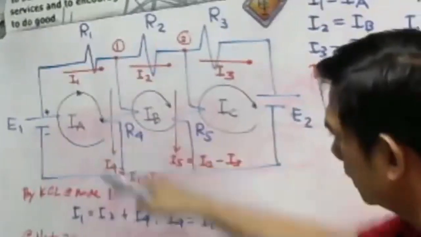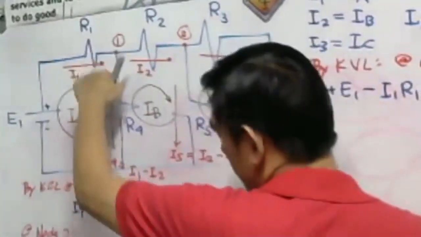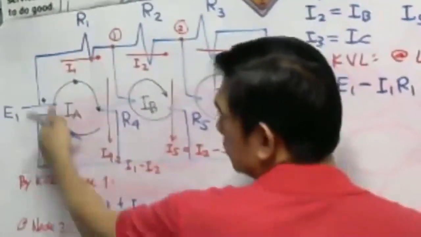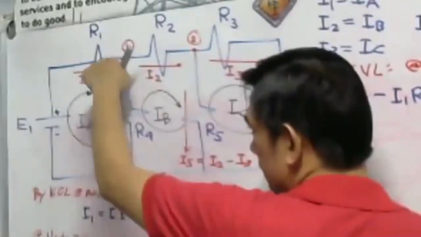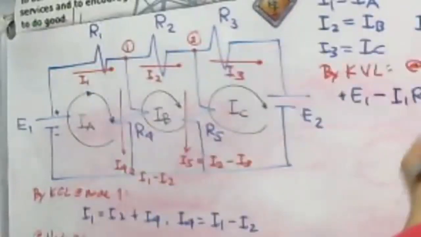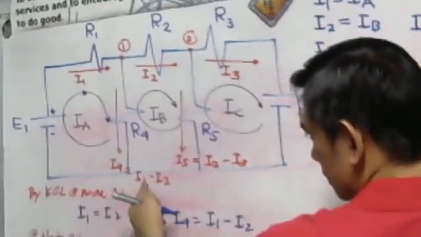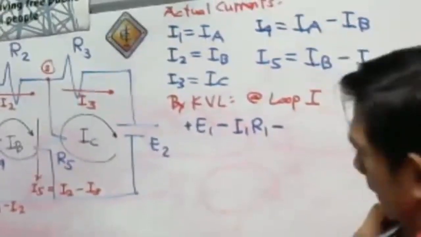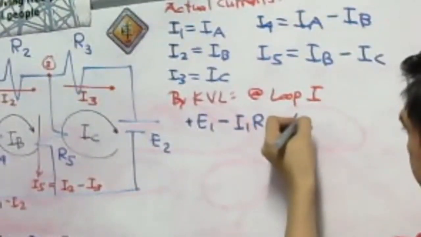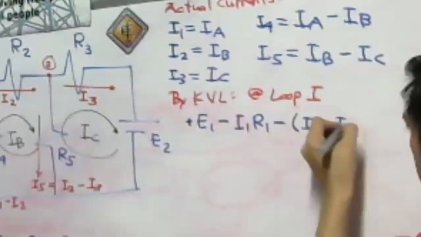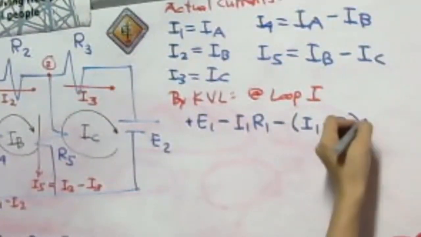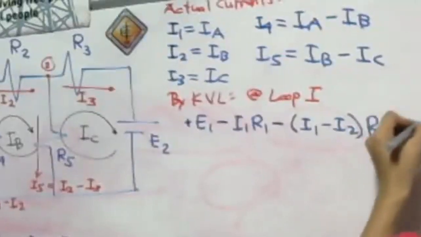What about here for our R sub 4? Remember that our I sub 4 is going downward, and the tracing is also going downward, like this one. Downward, downward. One direction, one line. Then we have here our I sub 4. I will substitute I1 minus I2, so that is minus. So we have I1 minus I sub 2, then multiplied by R sub 4. So that is equal to 0.